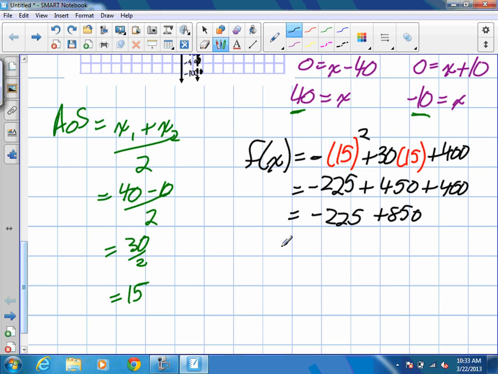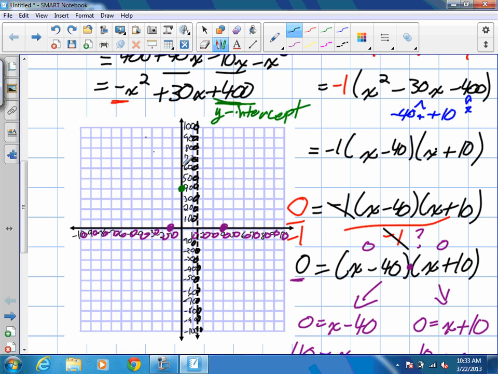Good. So 625 is roughly there, which means we've now found every point of our graph that is important for us. We have our y-intercept, we have our vertex, and we have our two x-intercepts. So standard and factored form can help us graph everything we need to graph.